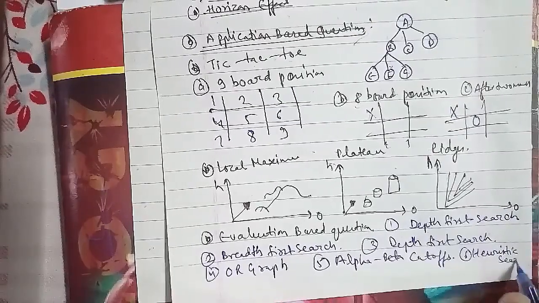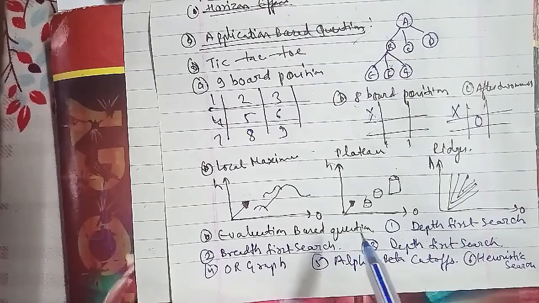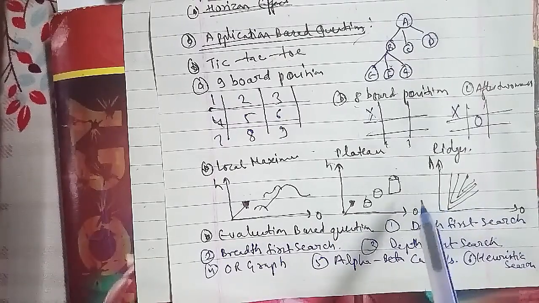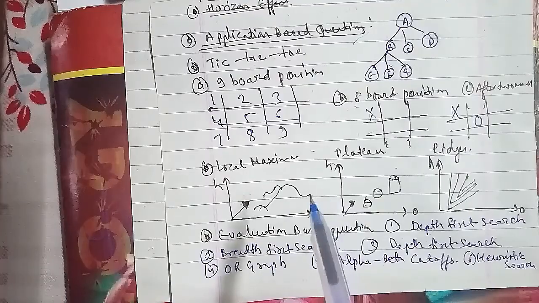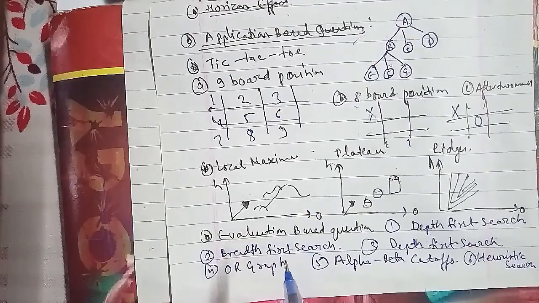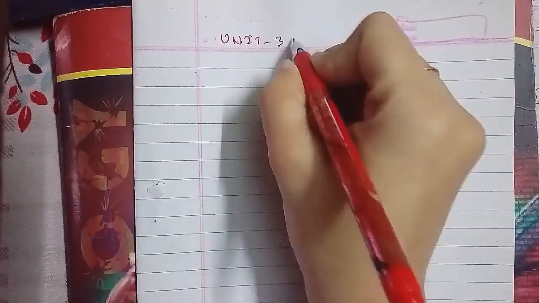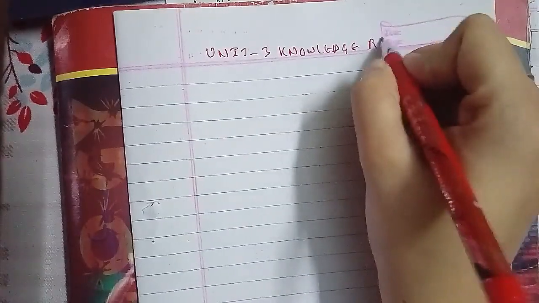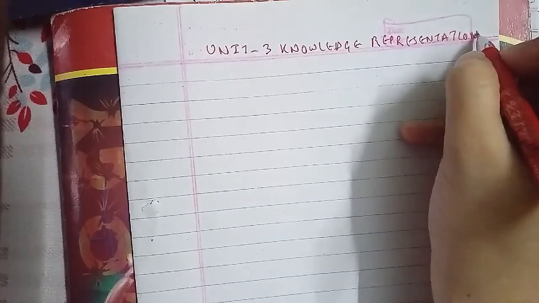Now we'll go ahead to discuss unit 3, that is knowledge representation and reasoning, 2 marks possible questions, what we have to discuss here. Let's go ahead with that.